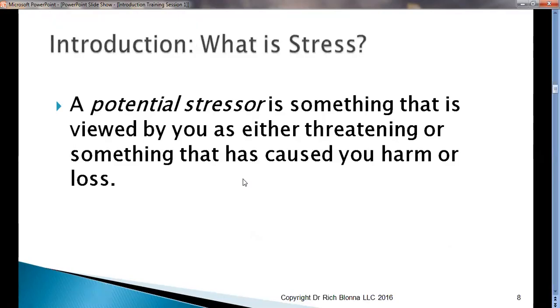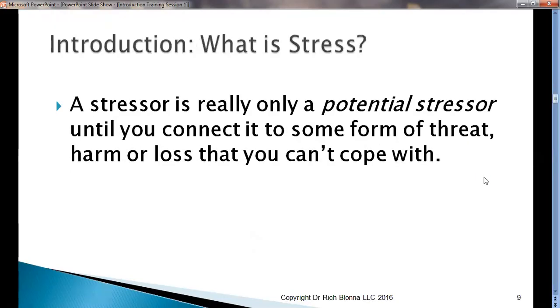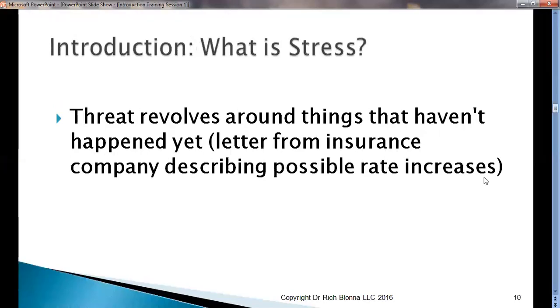Now, really what makes a potential stressor is anything that you view as either threatening or something that has already caused you harm or loss. So a potential stressor is something that is viewed by you as either threatening or has already caused you harm or loss. And a stressor is really only a potential stressor until you connect it with some form of threat, harm, or loss that you can't cope with. Let me show you how this works. Well, first, before we do that, let's talk a little bit about what threat is. Threat is really something that hasn't happened yet.